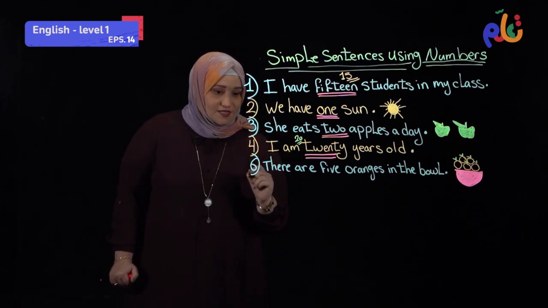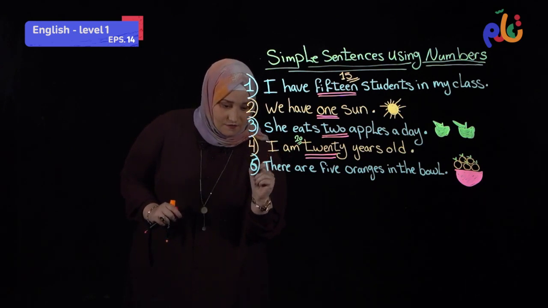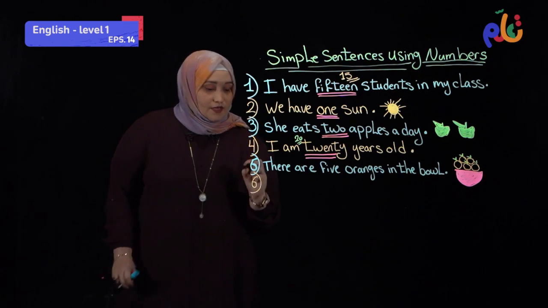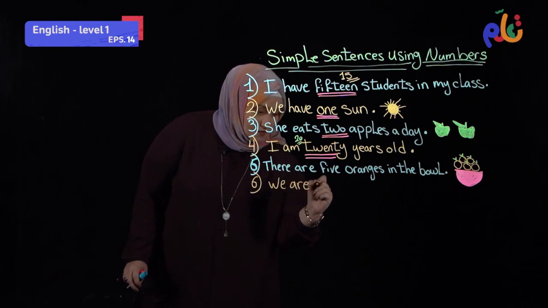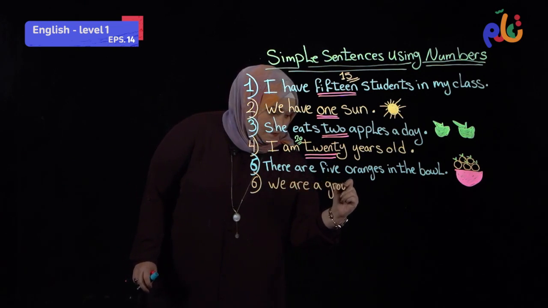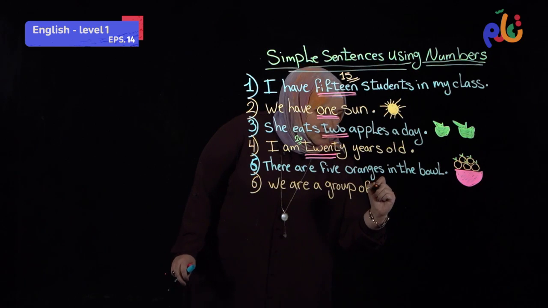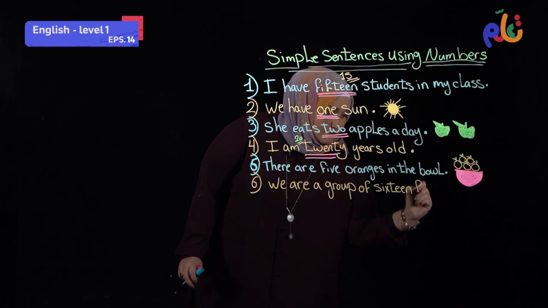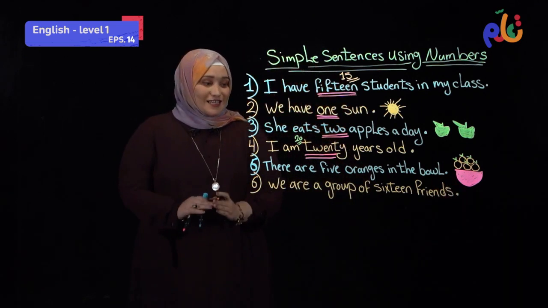Okay, let's try one more sentence. Okay, that should be five. Okay, now sentence number six. Okay, we could say we are a group of, let's use a big number, sixteen friends. We are a group of sixteen friends.